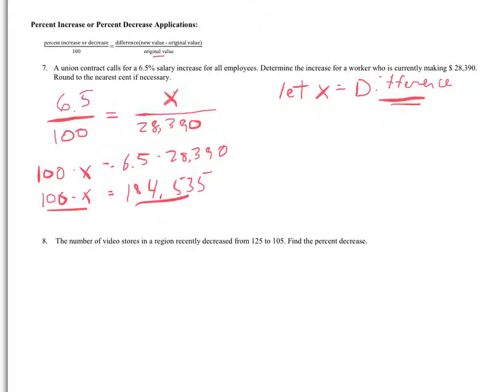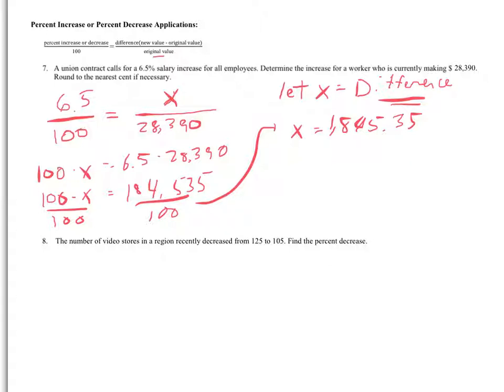Dividing by 100 gives an answer of x equals $1,845.35. Okay, so that's the solution to our proportion, our equation, but that's not actually the answer to the problem.